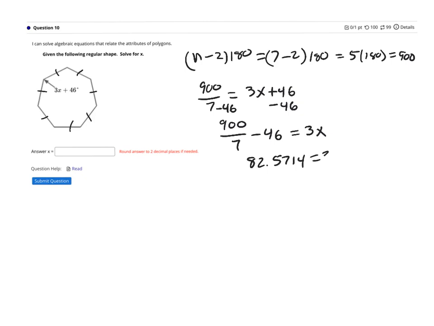82.5714, and that's going to equal 3x. Then divide by 3, and I'll end up with x is equal to 27.52.